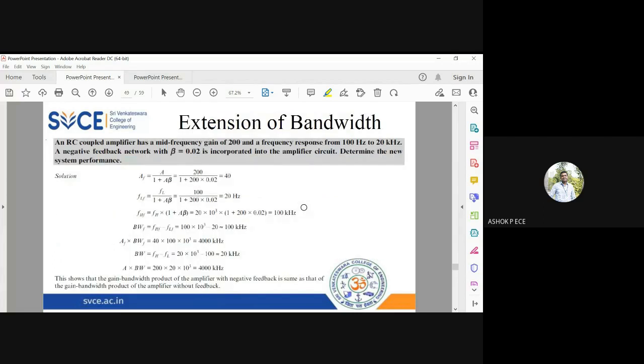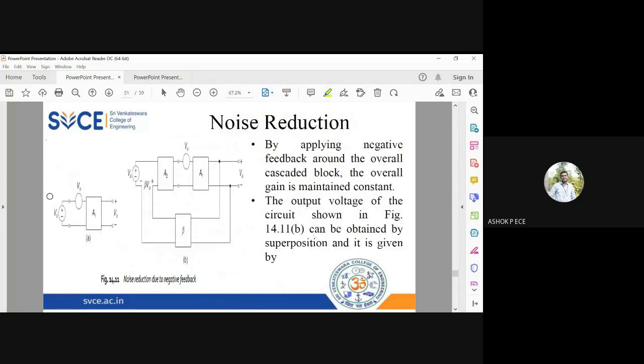So see the diagram here. This is the first diagram. What you see is the system without feedback. You have an amplifier of gain A1. It has an input signal Vs. The output signal is V0, and I am adding a noise. You have a noise of voltage Vn.